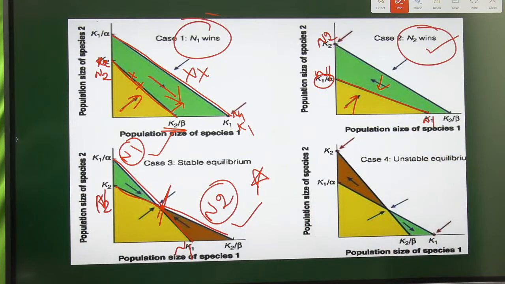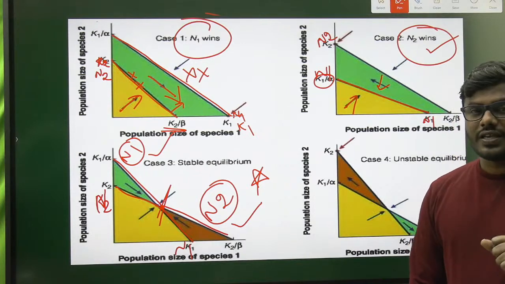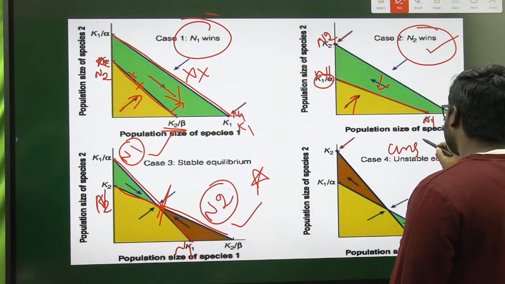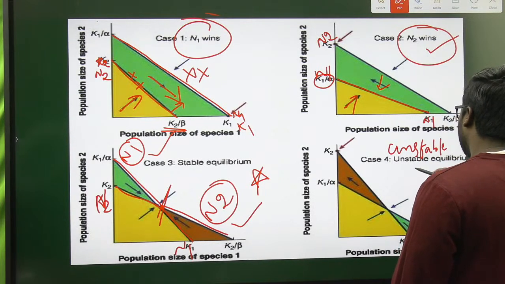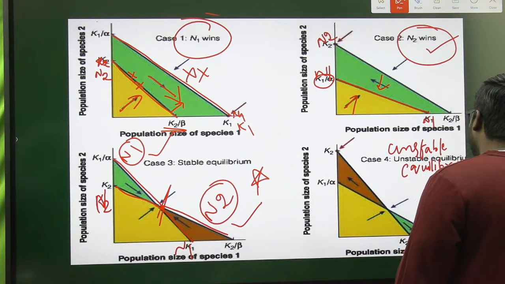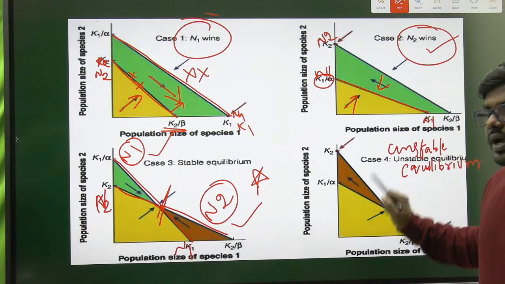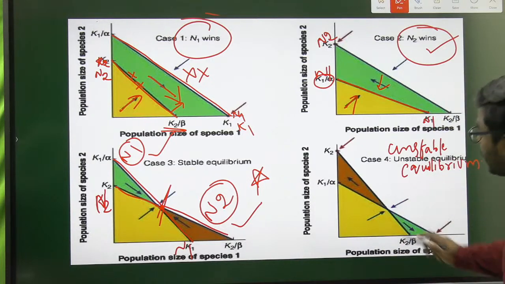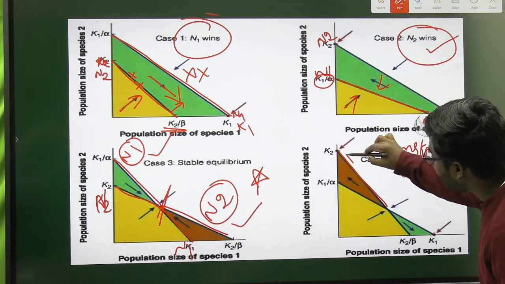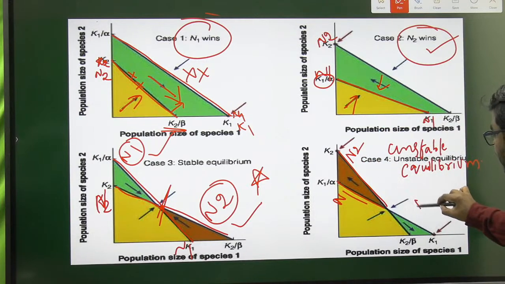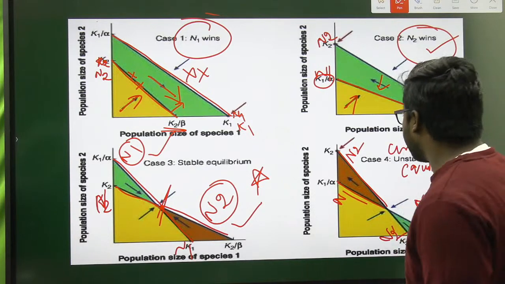Now look into the fourth case. Now don't confuse this case. Here equilibrium will form, there is no doubt about it, but the equilibrium which is formed is a completely unstable equilibrium. That is the point I want you to remember here. Okay, now look into this. In one case, who won here? Here N2 won, N1 lost. Here N1 won and N2 lost.